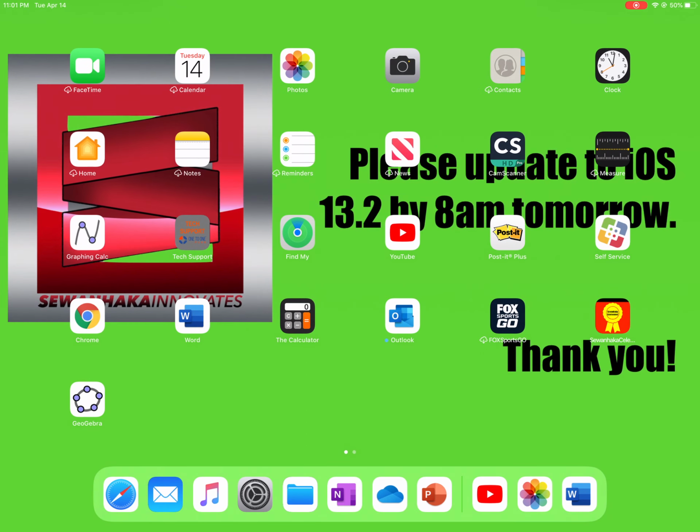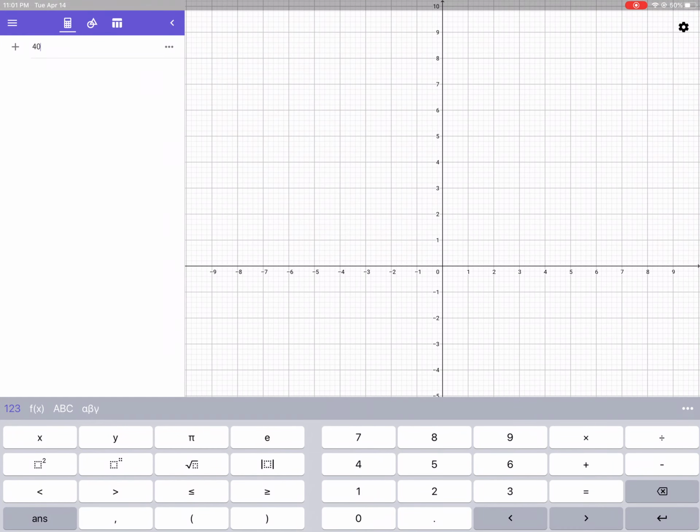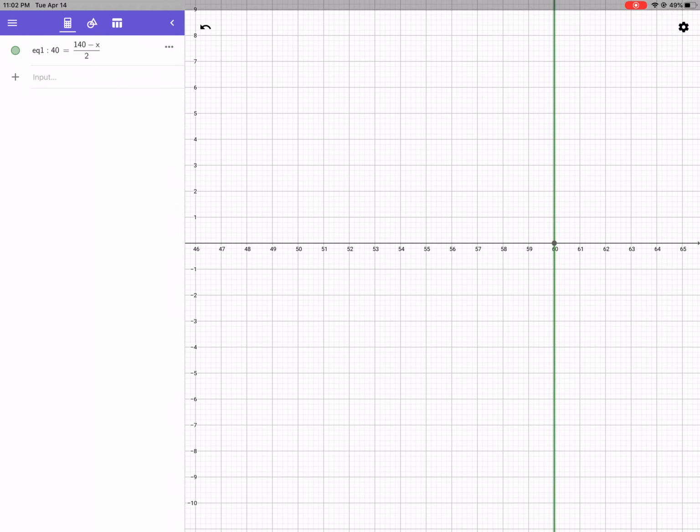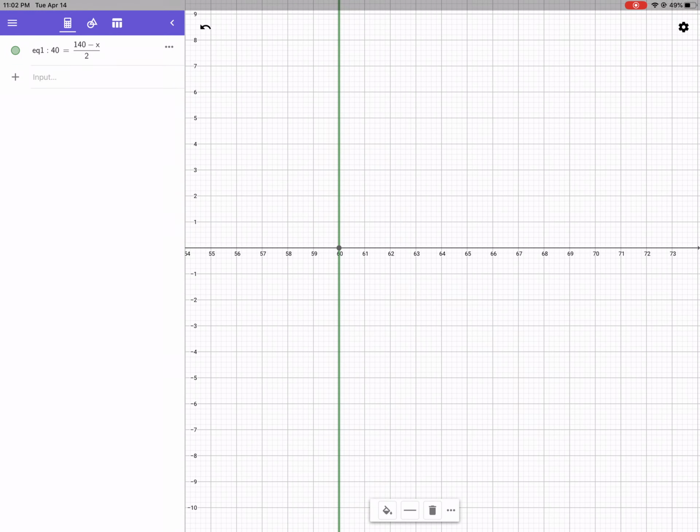Let's enter that into GeoGebra. 40 equals, I would put the 140 minus x in parentheses because we want to divide that whole piece by 2. Is that exactly as we wrote it? 40 equals 140 minus x divided by 2. Yep, that's exactly as we wrote it. Enter. And then think about your next step to solve for x. You graphed it. Now find the x-intercept. Scroll. Alright, you get your x-intercept. That is your solution, which is 60. Your root, your solution.